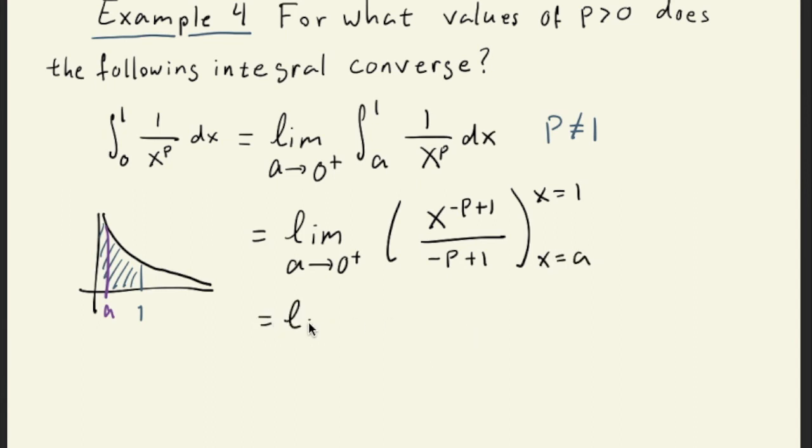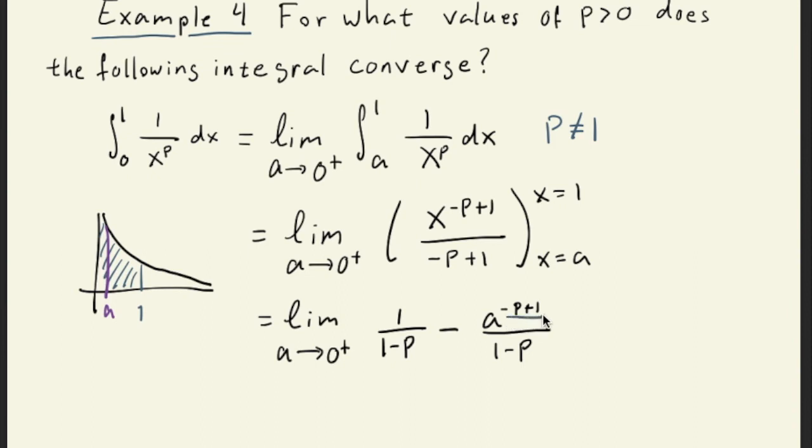Right? So that's the limit as a goes to 0 from the right. Plugging in x equals 1, this is just 1. So you get 1 over 1 minus p. And then minus, plug in a there, a to the negative p plus 1, divided by negative p plus 1, which is 1 minus p as well. And now you see this limit, what is going to happen as a approaches 0? It depends on whether this exponent is positive or not.